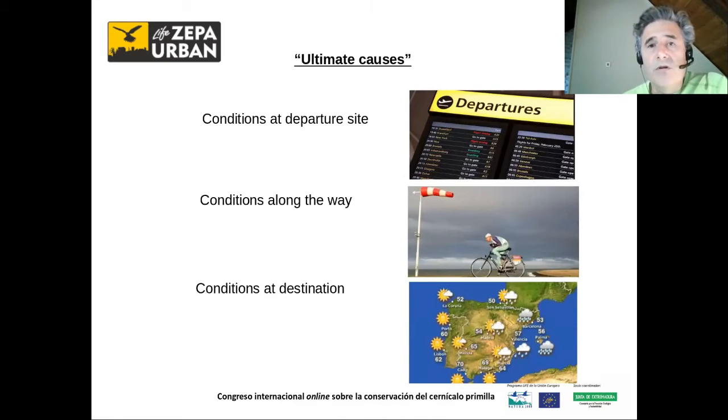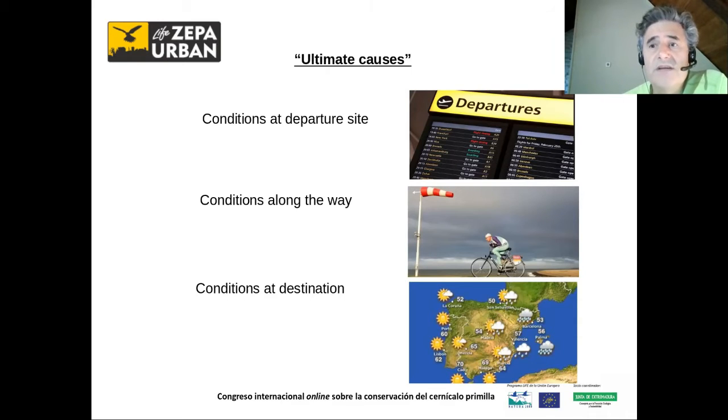Considering what we call ultimate causes, migration arrival could be just determined by the conditions at the wintering site. So for example, if the conditions at the wintering site deteriorate, there is a reduction in food or the weather is worse, then the individuals may be forced to start migration.